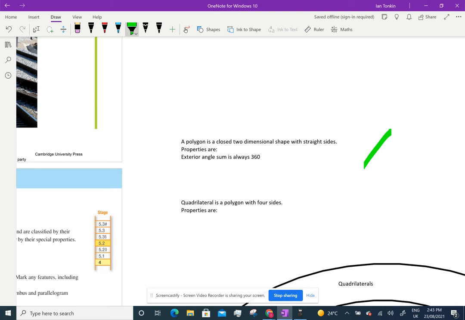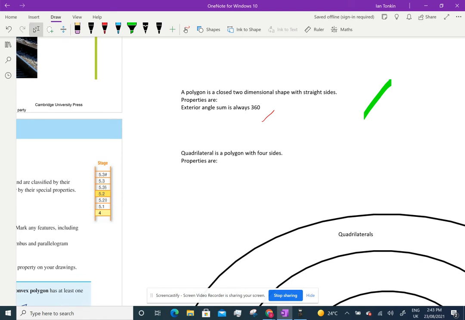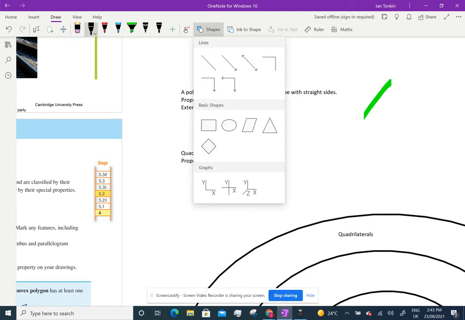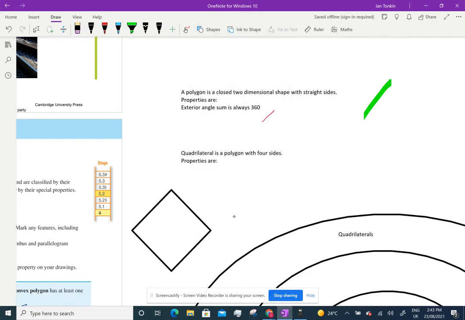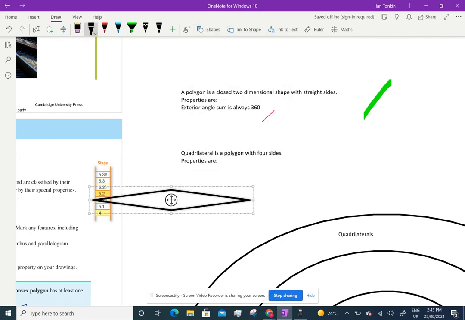And then a bonus is we don't have to write any of the properties. We don't have to write this property again because we've already said it's a polygon. So it inherits that property. We know because polygon is in the definition. So we know all polygons have an exterior angle sum of 360, so we don't have to write it again. So that's what I mean by being clear and succinct. So a quadrilateral is just any polygon with four sides. So you can draw any four-sided shape. There you go, there's a quadrilateral.